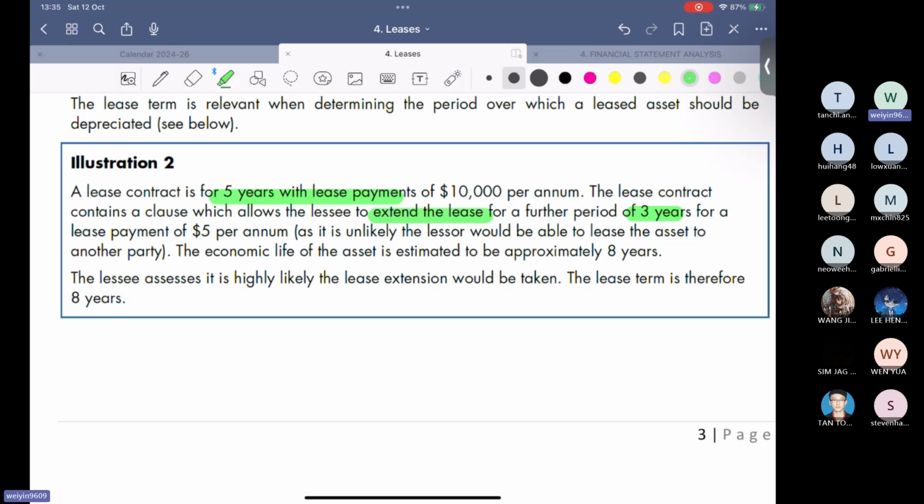So the economic life of this asset will be approximately 8 years, that means 5 plus 3. The reason we are concerned about the lease term is that the lease term is for us to calculate depreciation. When we calculate depreciation, we need to divide by useful life. But since the asset does not belong to us, the useful life will be based on the lease term, unless you have other conditions, which we will see later on.